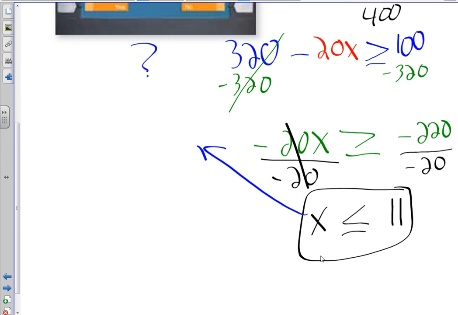I could take out a maximum of 11. But what's the least amount of $20 bills I could take out? 1 or 0 even, right? Couldn't I take out 0 $20 bills?